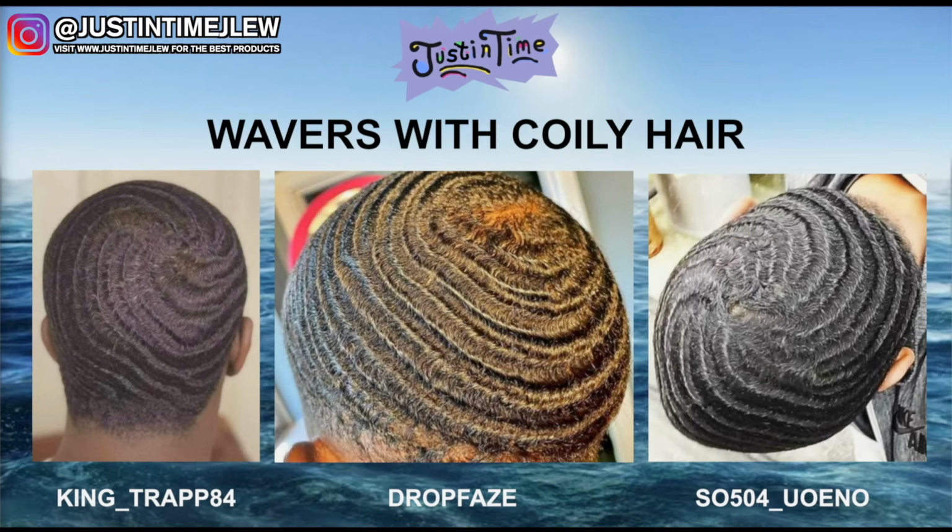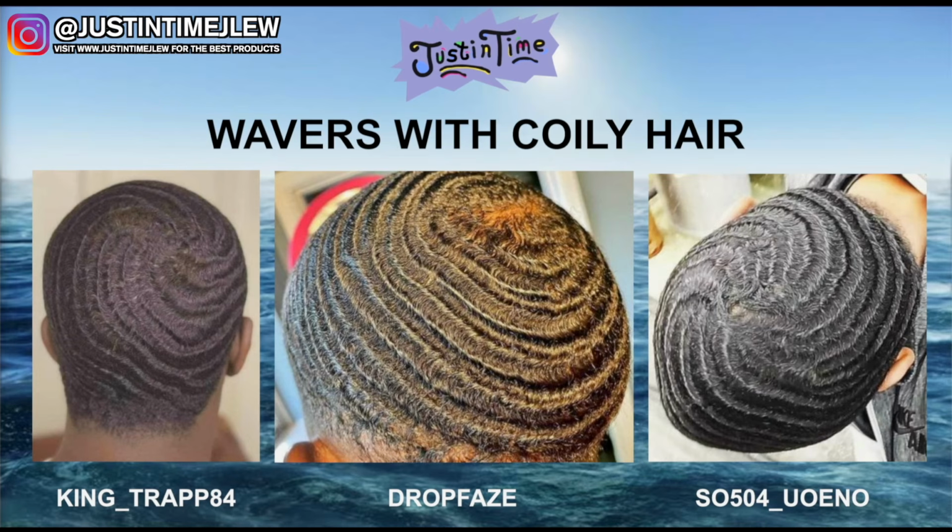Now in the middle is my boy Drop Phase, right? He has 360s. It's like a partial wolf, but he has the drop fade, so you can kind of see the different angles of how coily hair would look at different levels. Close towards his crown, his hair is a lot thicker, but when you get to the edges, you can see that it spaces out a little bit more, right?